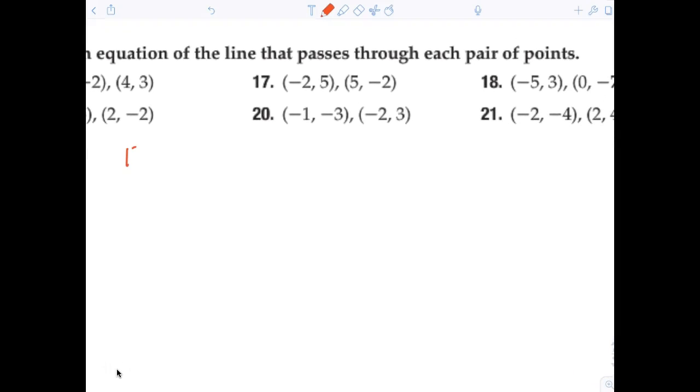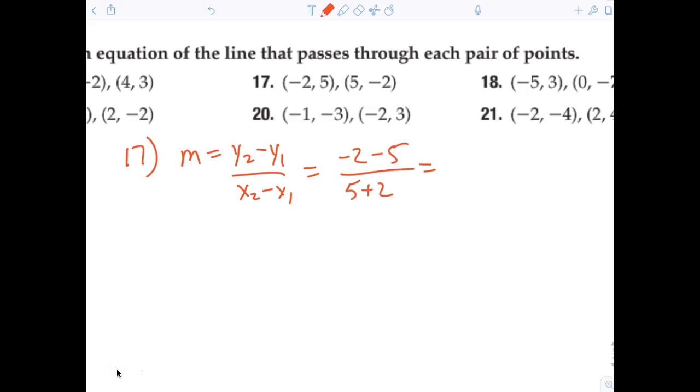All right, Jess, good for you. Now we've got a problem here. So what's the formula? Find the slope. m equals y2 minus y1 over x2 minus x1. Beautiful. And then m would equal negative 2 minus 5 over 5 plus 2. Negative 7 over 7 equals negative 1. That sounded great. Now finish it off for me. Which point are we going to choose?